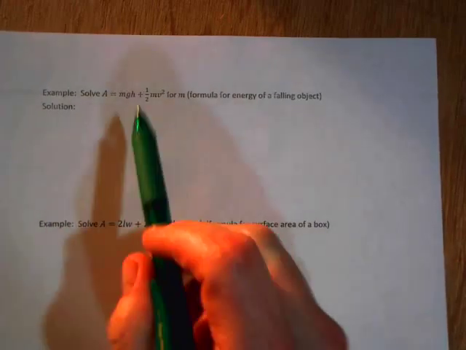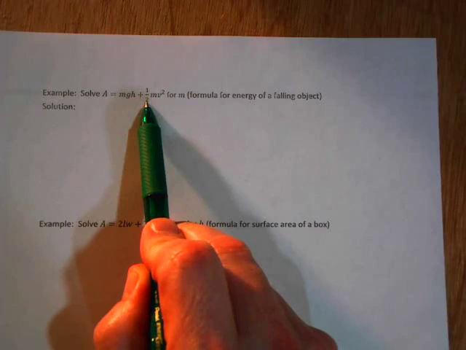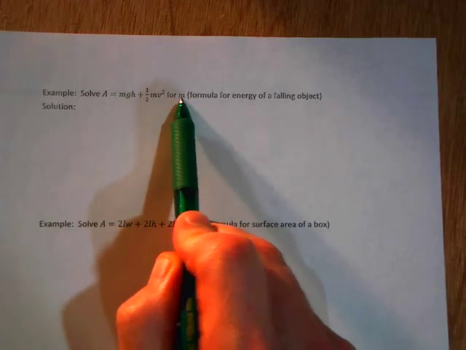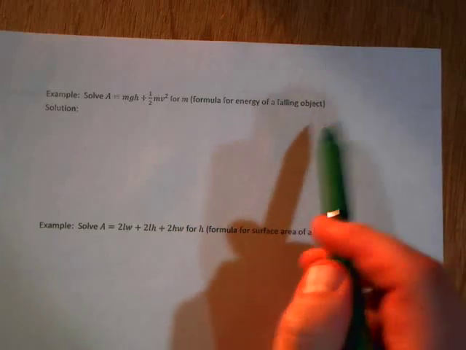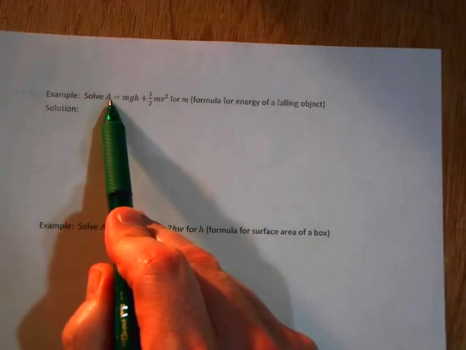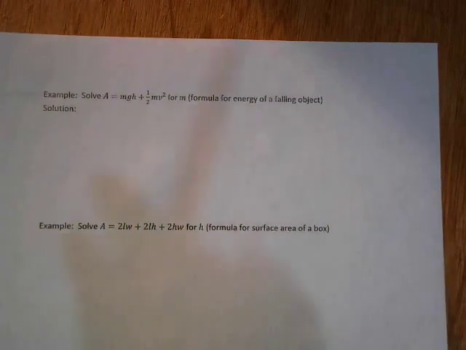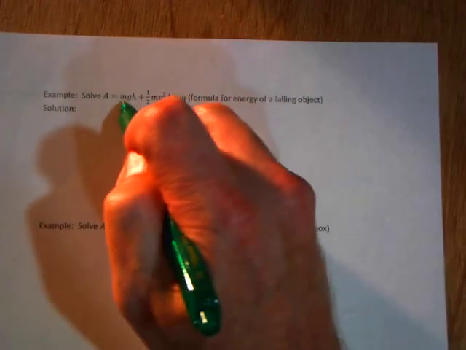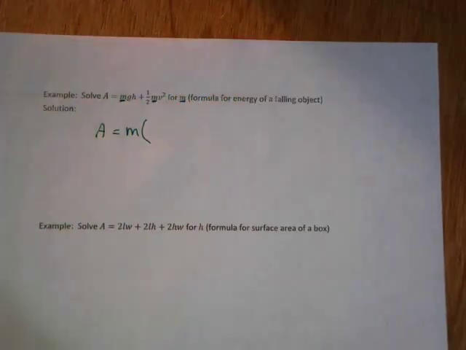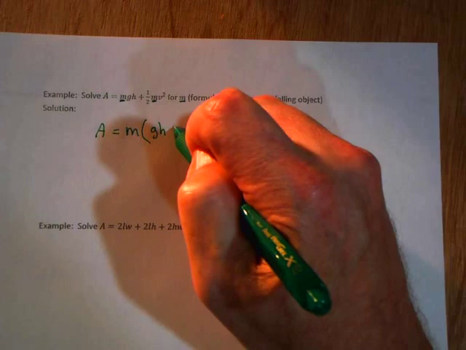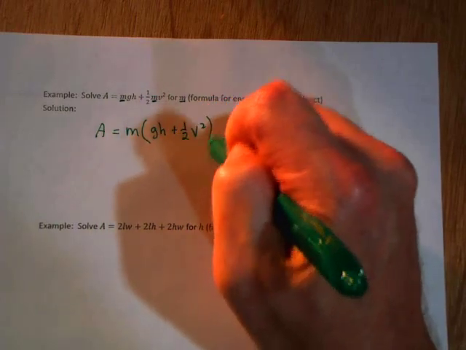Solve a equals mgh plus 1/2 mv squared for m. And this happens to be the formula for energy of a falling object. You don't need to know that. I just gave it to you. I don't know why I used a and not e. I should have used e for energy. Anyway, the key is I'm trying to solve for m, and I notice there are two m's. Since I see there are two m's, that tells me I need to factor. So I'm going to write a equals, I'm going to factor out the common m, and what's left over is gh plus 1/2 v squared.